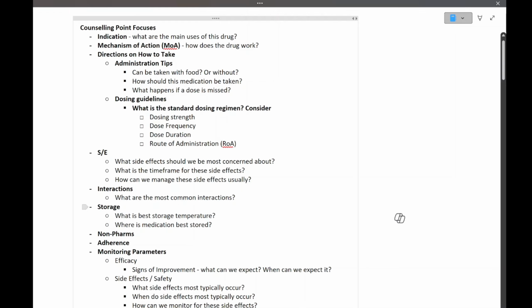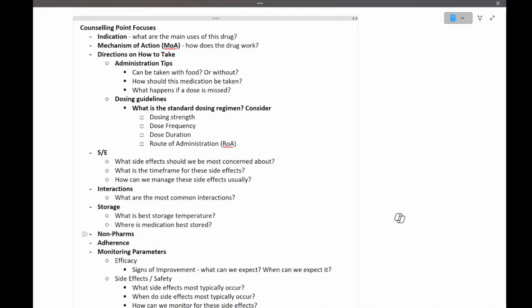We also want to go through storage tips, such as what the best temperature would be for the medication of interest, as well as where the medication would best be stored. Non-pharmacological measures, these are mainly more condition dependent. Depending on the condition, you would determine what would be the best measures to manage the condition.